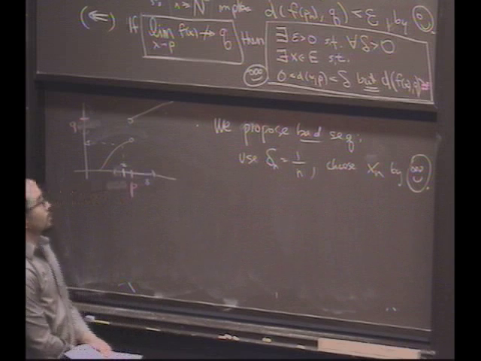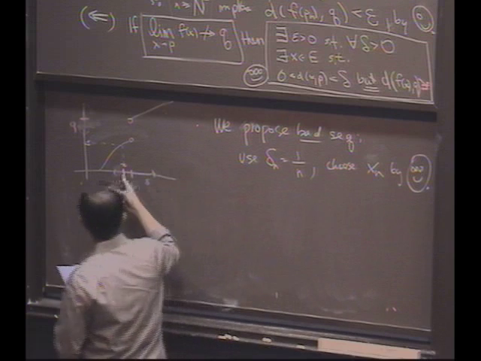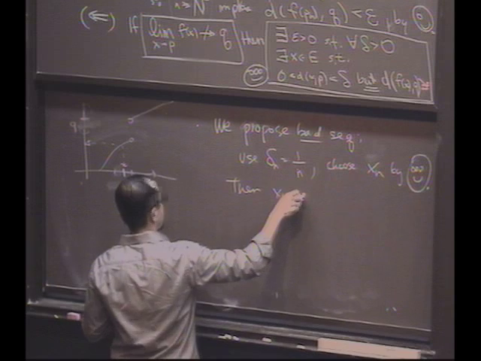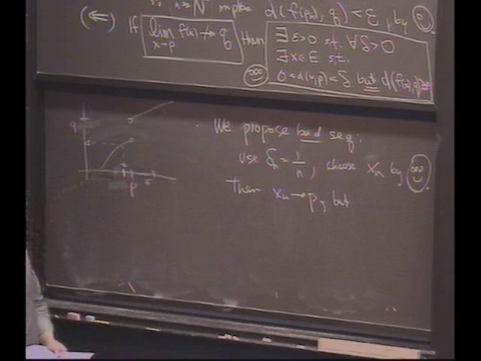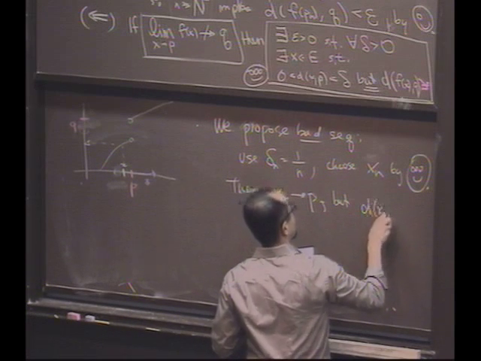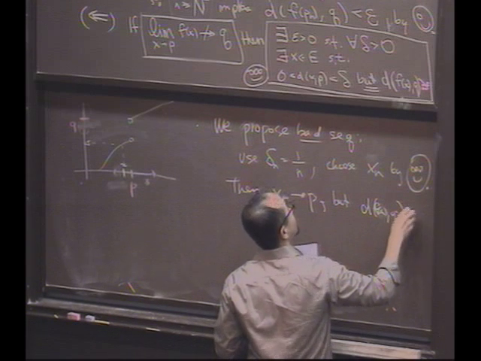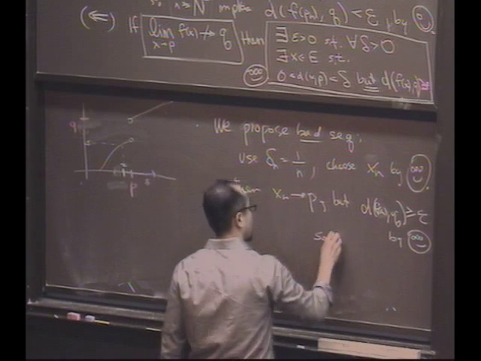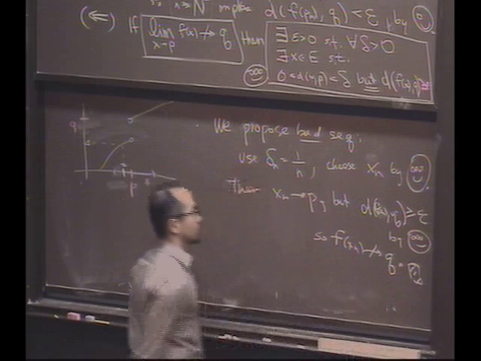Would you agree that tells me there's a delta for that epsilon, that I can choose an xn? And if I let these deltas get smaller and smaller, then what we see is xn clearly converges to P, yes? But then what else is true? All their images are what? Yeah, but the distance of f of xn is bigger than epsilon by smiley. So f of xn does not converge to Q. End of story.